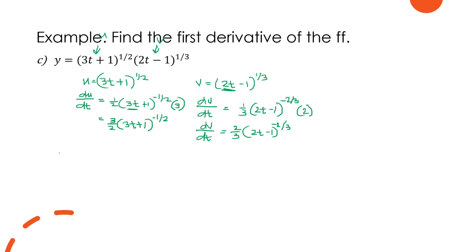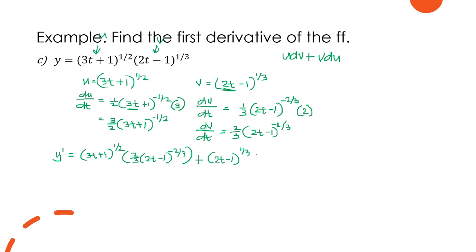So we can now find our y prime, or dy over dt. Again, that's u dv plus v du. Copying our u, which is 3t plus 1 raised to 1/2, and the derivative of our v, which is 2/3 times 2t minus 1 raised to negative 2/3, plus our v, which is 2t minus 1 raised to 1/3, multiplied by the derivative of u, which is 3/2 times 3t plus 1 raised to negative 1/2. Now, simplifying our equation, since this is a positive exponent, we can put that at the numerator, raised to 1/2, and we have the 2/3 here, so we leave the 2 in our numerator, and we'll have 3 in our denominator because this is negative.